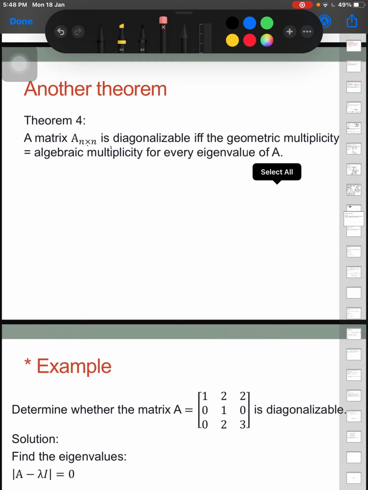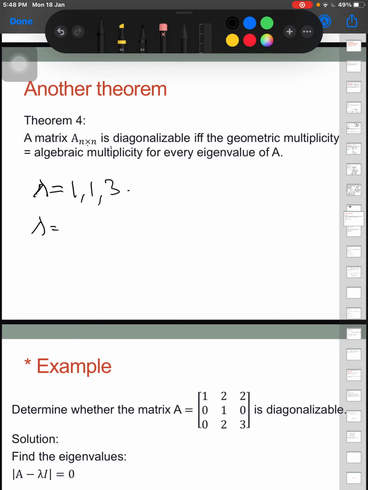Okay, so we continue our lesson with this one. Okay, so theorem yang lepas tu. Geometric multiplicity and algebraic multiplicity. What is algebraic multiplicity? This one is related to how many times the eigenvalues repeat. For example, lambda equal to 1, 1, 3.